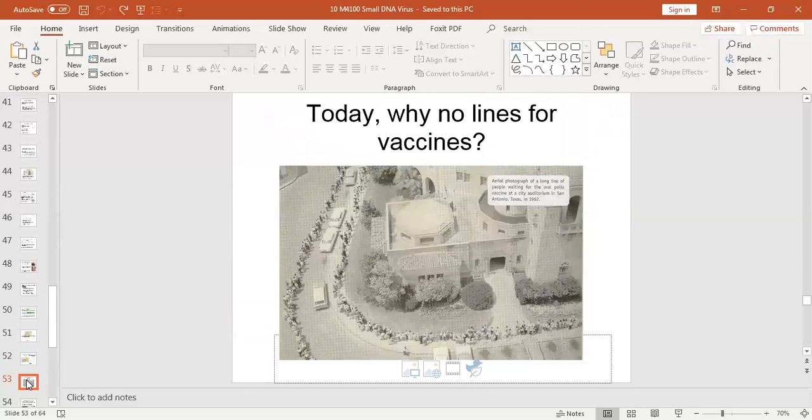The question is why we do not have lines for vaccines anymore. Perhaps CVS and Walmart and Rite Aid are competing with each other in providing it to us, which is a very nice and pleasant thing.